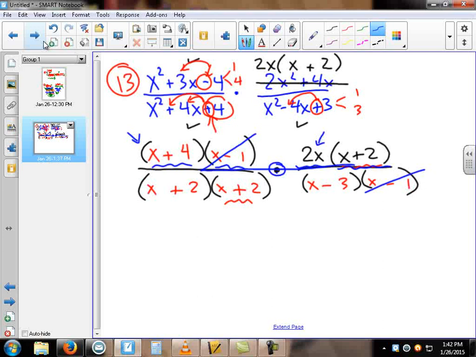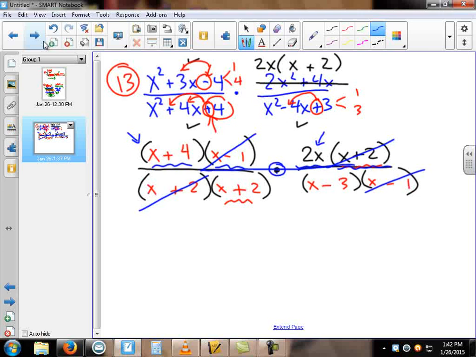This is just a solo multiplier, and I don't see anything like that. Now, is there an x plus 2? Yes, and it's important that you realize you can't cancel both of the denominators' x plus 2's. You can only take 1 for 1.